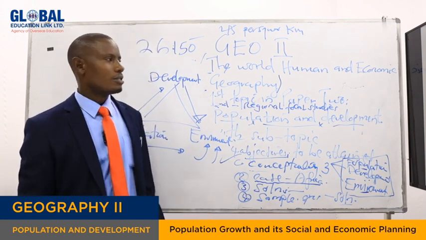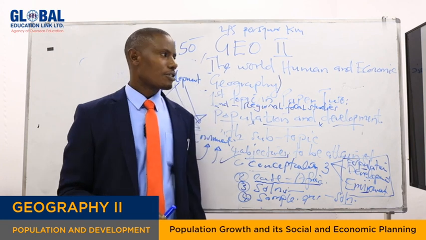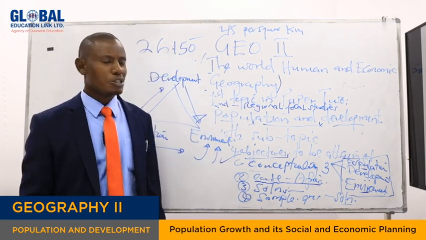But the other one is the high birth rate, which later on will determine the population growth. For instance, in Tanzania, the population growth rate is about 2.6.